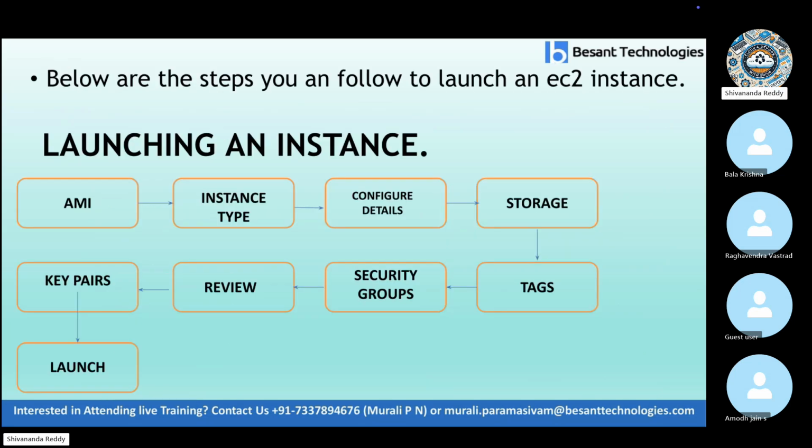Next, below are the steps you need to follow to launch an EC2 instance. If you want to create a server, these are the options we need to follow. First thing you can see when you click on launch: we need to choose the AMI, Amazon Machine Image. Then we need to select the instance type. Then configure the details. Then configure storage. Then assign the tags. Then assign security groups. Then review, select the key pair, and finally launch the instance.